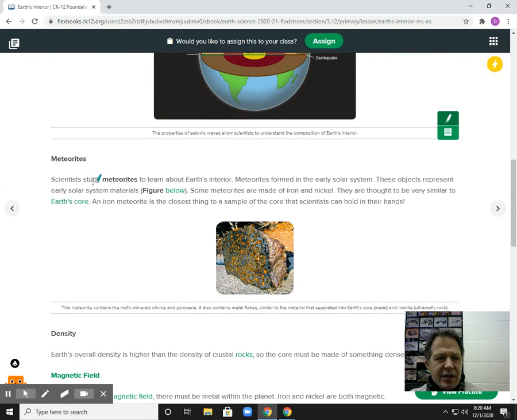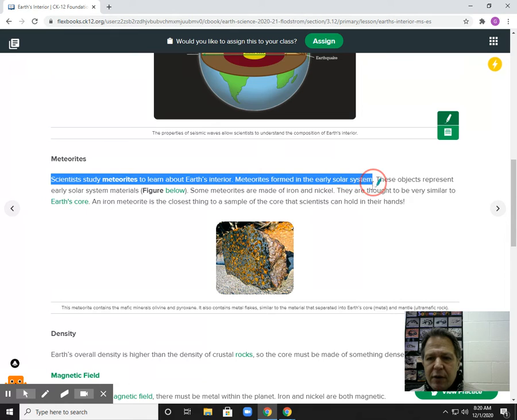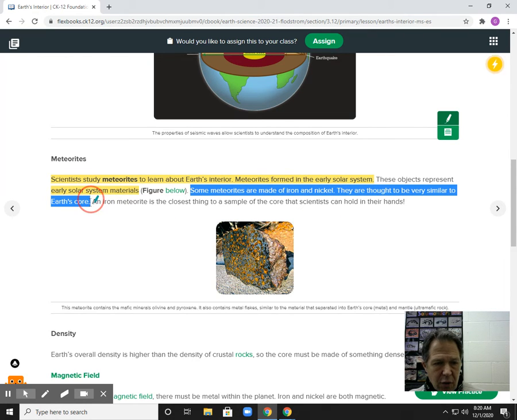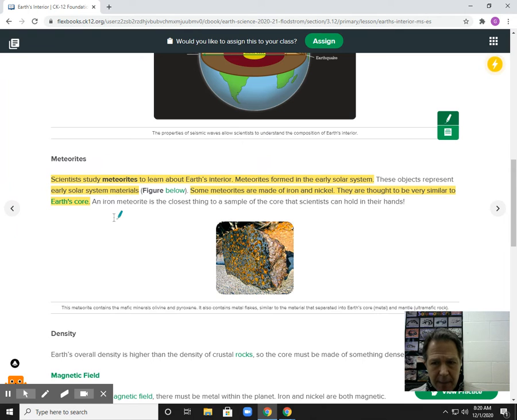Scientists also study meteorites to learn about the Earth's interior. Meteorites formed in the early solar system. These objects represent early solar system materials, and there's a meteorite right there. Some meteorites are made of iron and nickel. Iron and nickel are two metals, actually two elements, and they're thought to be very similar to the Earth's core. And right there is an iron meteorite.